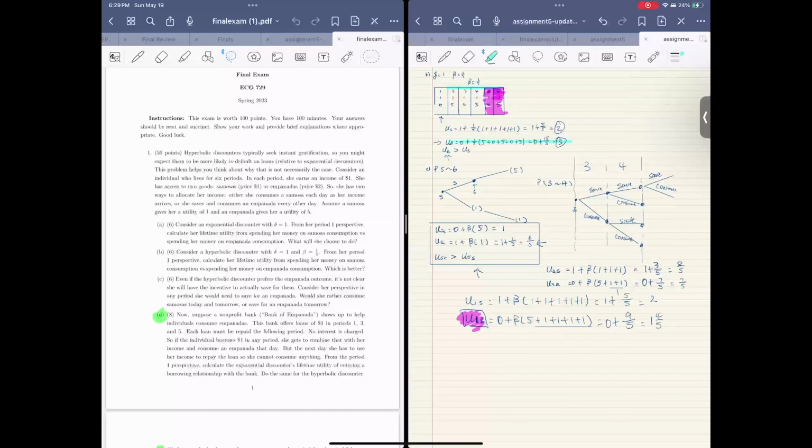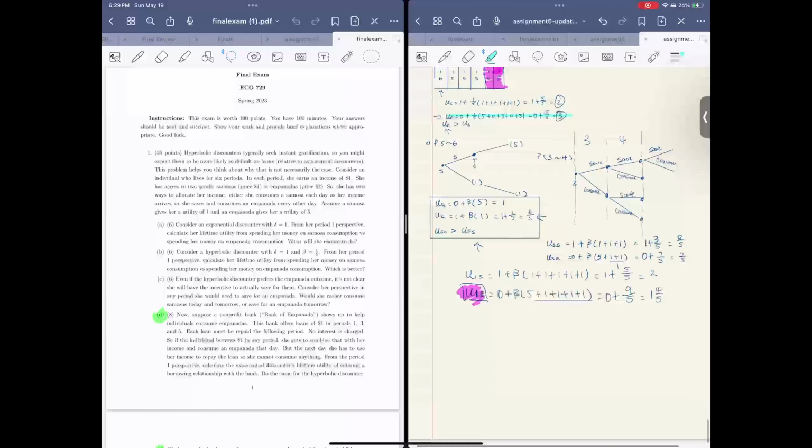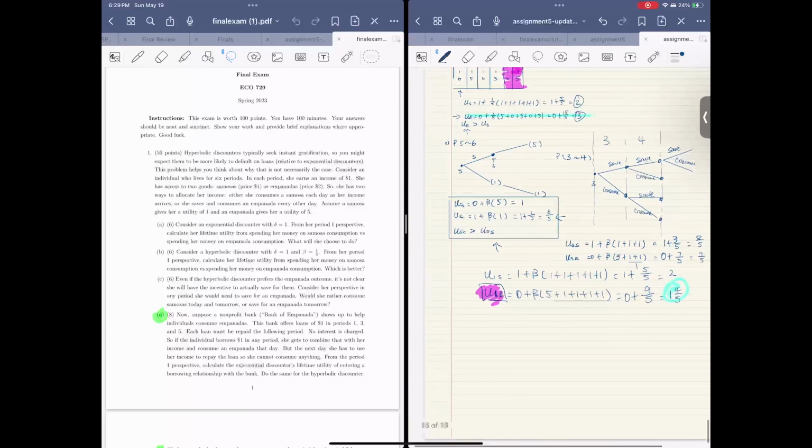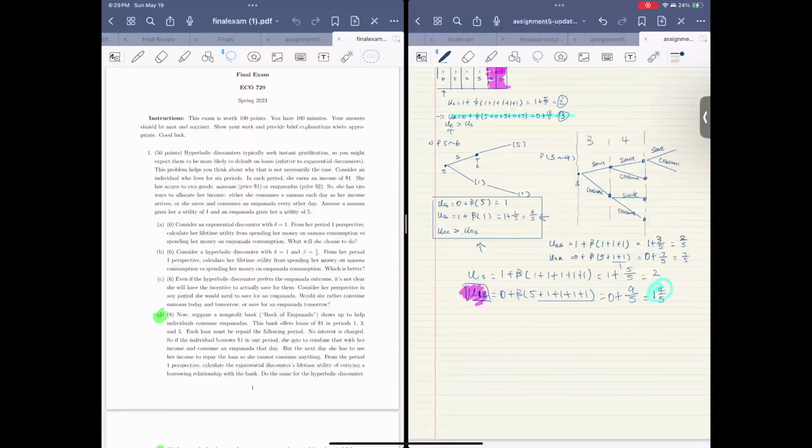Okay, that's great. So we know that this person will actually consume samosa all the way because he's inconsistent. So in this case, if you have some sort of commitment device, maybe that will work, right? Then you can actually get this ultimately better outcome.